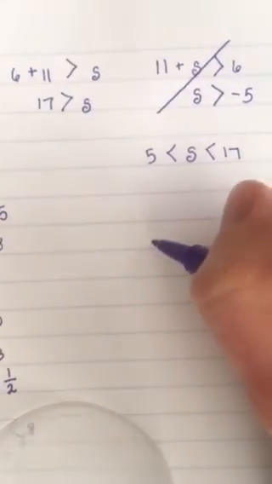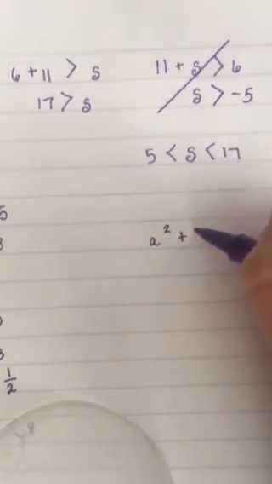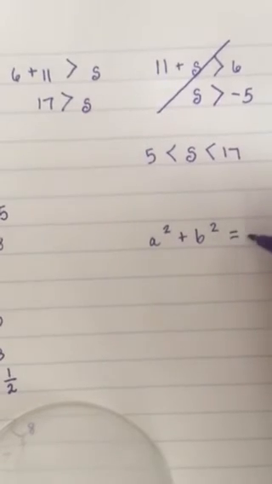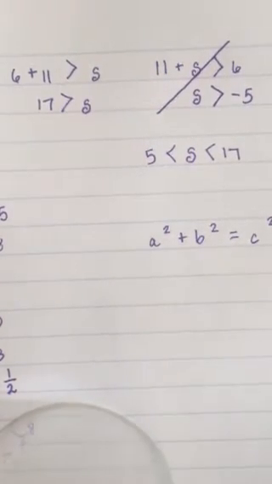Okay, let's look at the Pythagorean theorem. I know you know this. It's a squared plus b squared equals c squared. Super important. If you don't have that cemented, it absolutely must be.